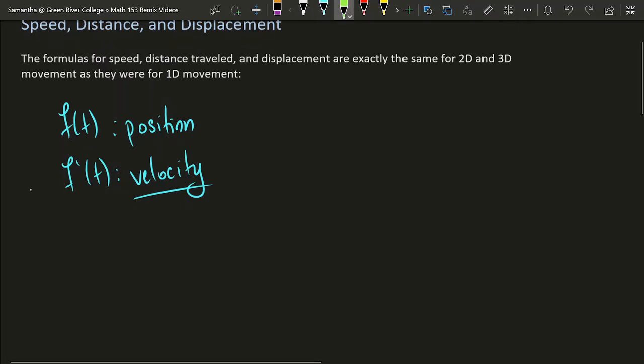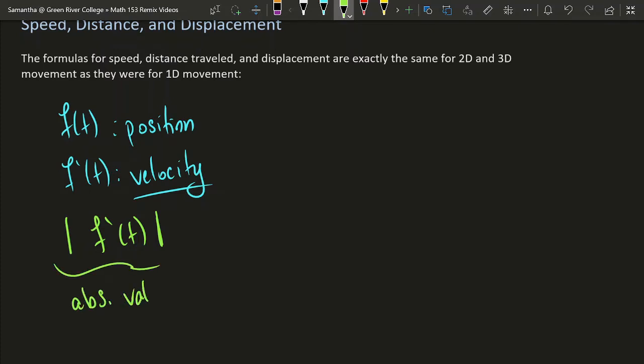Now, if you decided to discard that information about the sign, discard the information about the direction by applying the absolute value to that number, then that would give you just the object's speed.